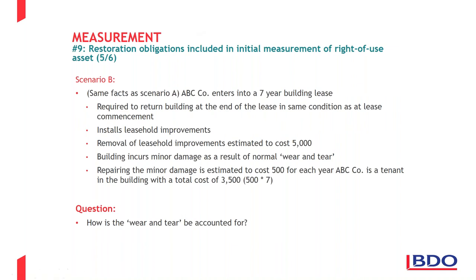The next scenario that I would like to look at is, let's say, same facts as in scenario A. We enter into a seven-year building lease and we're required to return the building at the end of the lease in the same condition as at lease commencement. We install leasehold improvements. Now, the removal of the leasehold improvements is estimated to cost $5,000. The building incurs minor damage as a result of normal wear and tear. And repairing the minor damage is estimated to cost $500 for each year that we are a tenant. So the fact that we're going to be a tenant for 7 years means there's a fixed $5,000 to fix the leasehold improvements. But there's also an expectation that we'll pay another $3,500 at the end of the 7 years for the wear and tear.